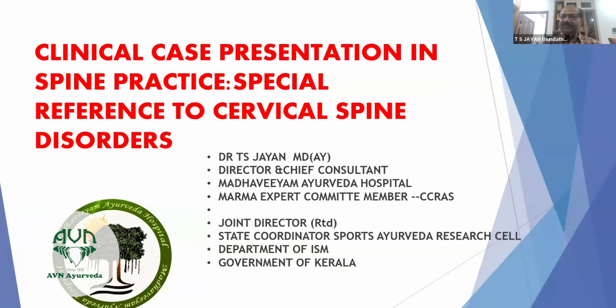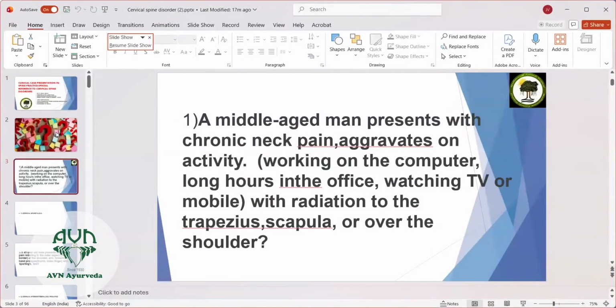Let's start here. Before starting our presentation, a few clinical scenarios. At the end of this presentation, we'll be able to answer these scenarios. The first one is a middle-aged man presenting with chronic neck pain that aggravates on activity, such as working on a computer for long hours in the office, or watching TV or mobile, with radiation to the trapezius muscles, scapula, or over the shoulder.